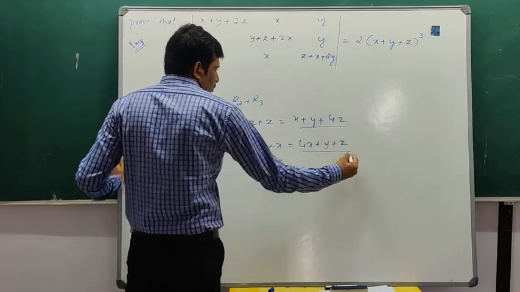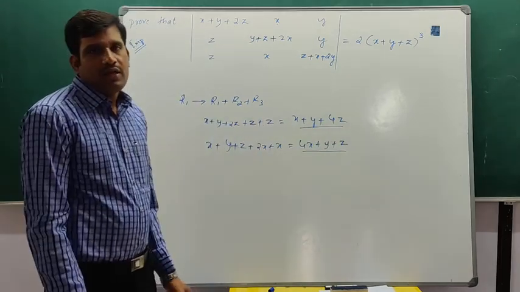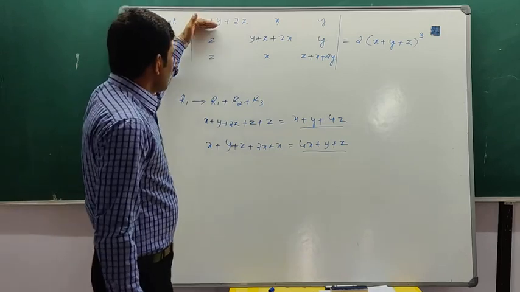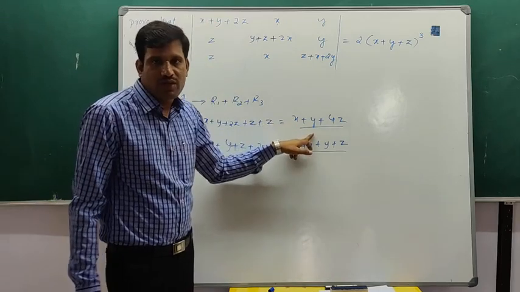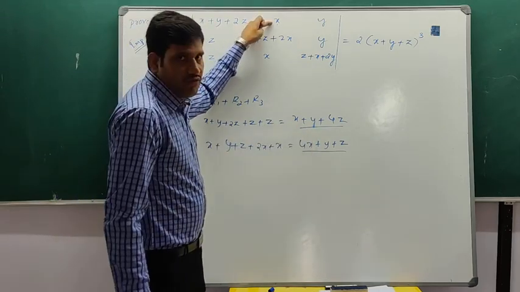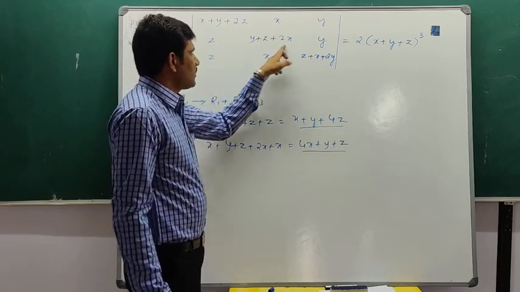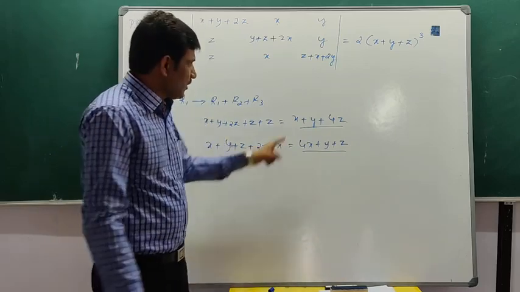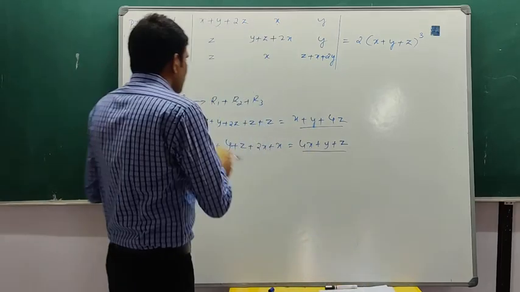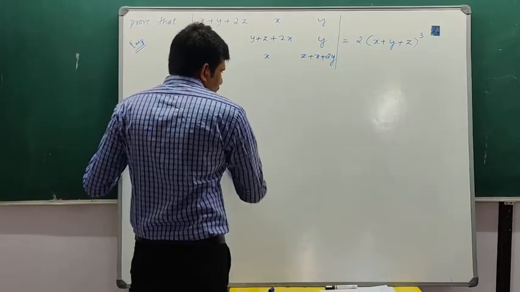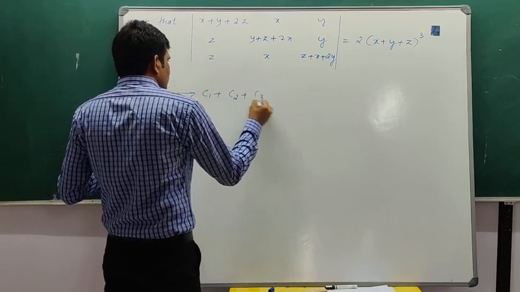Now we can see these two elements are not the same. After doing R1 changes to R1 plus R2 plus R3, we should get the same element. That is the first element in the first row plus the first element in the second row plus the first element in the third row. We are getting x plus y plus 4z. Then the second element in the first row plus the second element in the second row plus the second element in the third row, that is x plus y plus z plus 2x plus x. We are getting 4x plus y plus z. These two elements are not the same. So then we have to try the next one, that is C1 changes to C1 plus C2 plus C3.